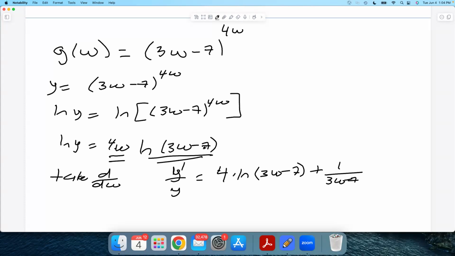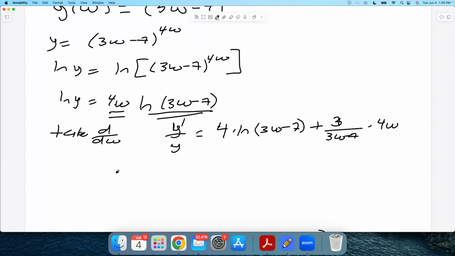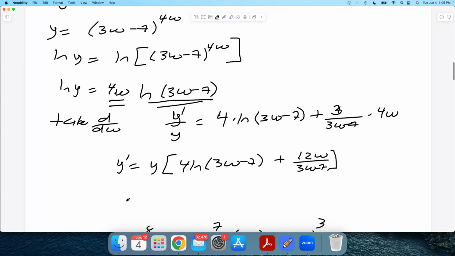The derivative of 3w minus 7 with respect to w is 3. So I pick up a 3 on top there, times the other guy. Remember, we're doing product rule here. So that'll be a 12w. So then multiply the y over. Cleaning this up a little bit, I think we get 12w over 3w minus 7. And then fill in what y was.